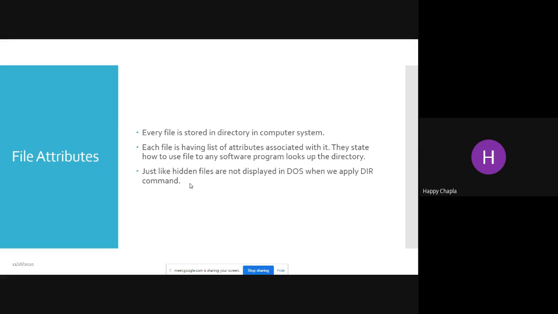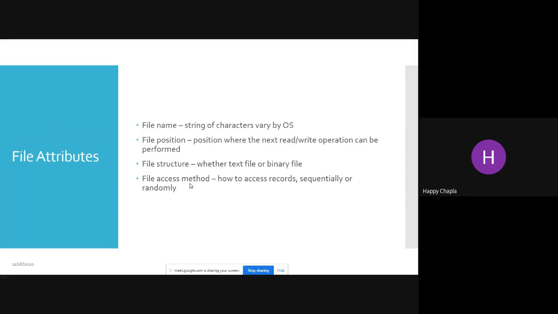So just like hidden files are not displayed when we apply the dir command. Okay, so now these are the main attributes. File name, a string of characters that varies by operating system. File position, the position where the next read or write operation can be performed. File structure, whether text file or binary file, right? They both are different. Now file access method, that means how you can access the record, sequentially or randomly, or maybe direct accessing.